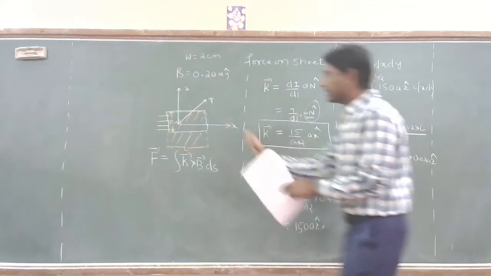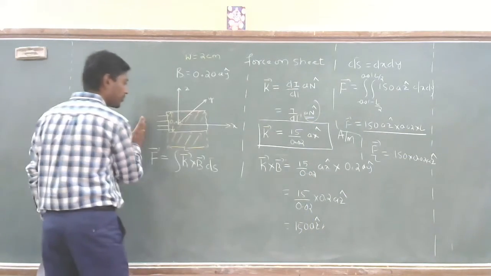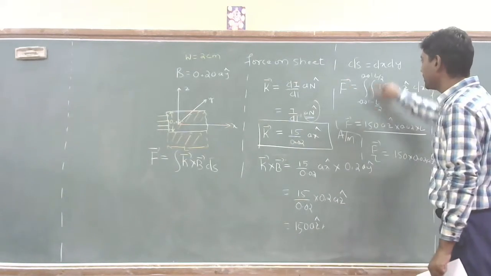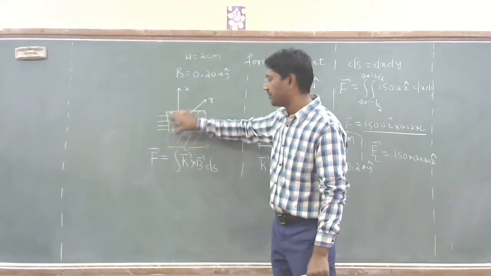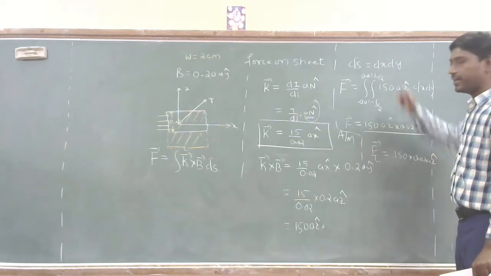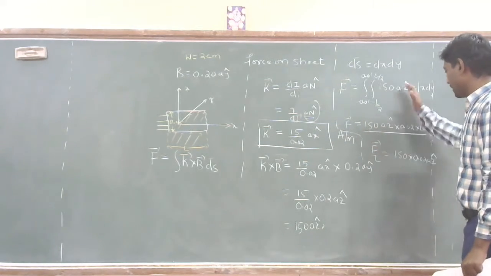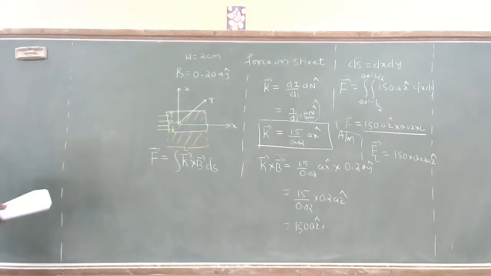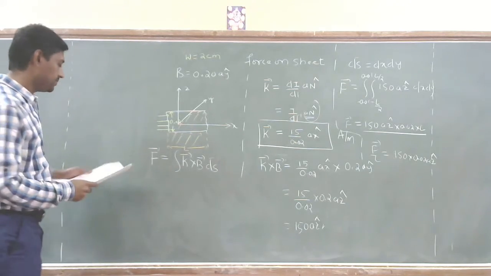As the strip is located half in the negative portion and half in the positive portion, I have taken the limits as minus 0.01 to 0.01. The width I have taken half over that, and similarly the length I have taken half on the left hand side, half on the right hand side. So this is all about the force on the sheet current. Fine, so next, example number 7.